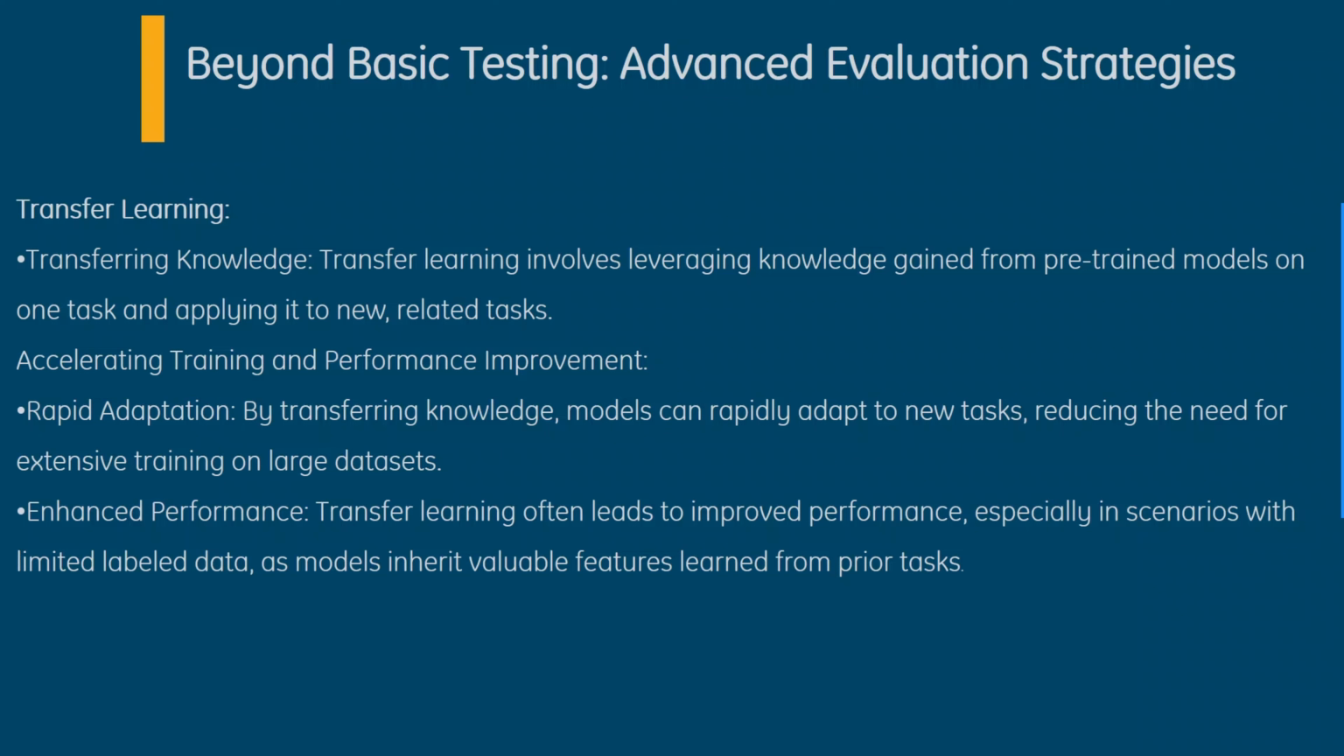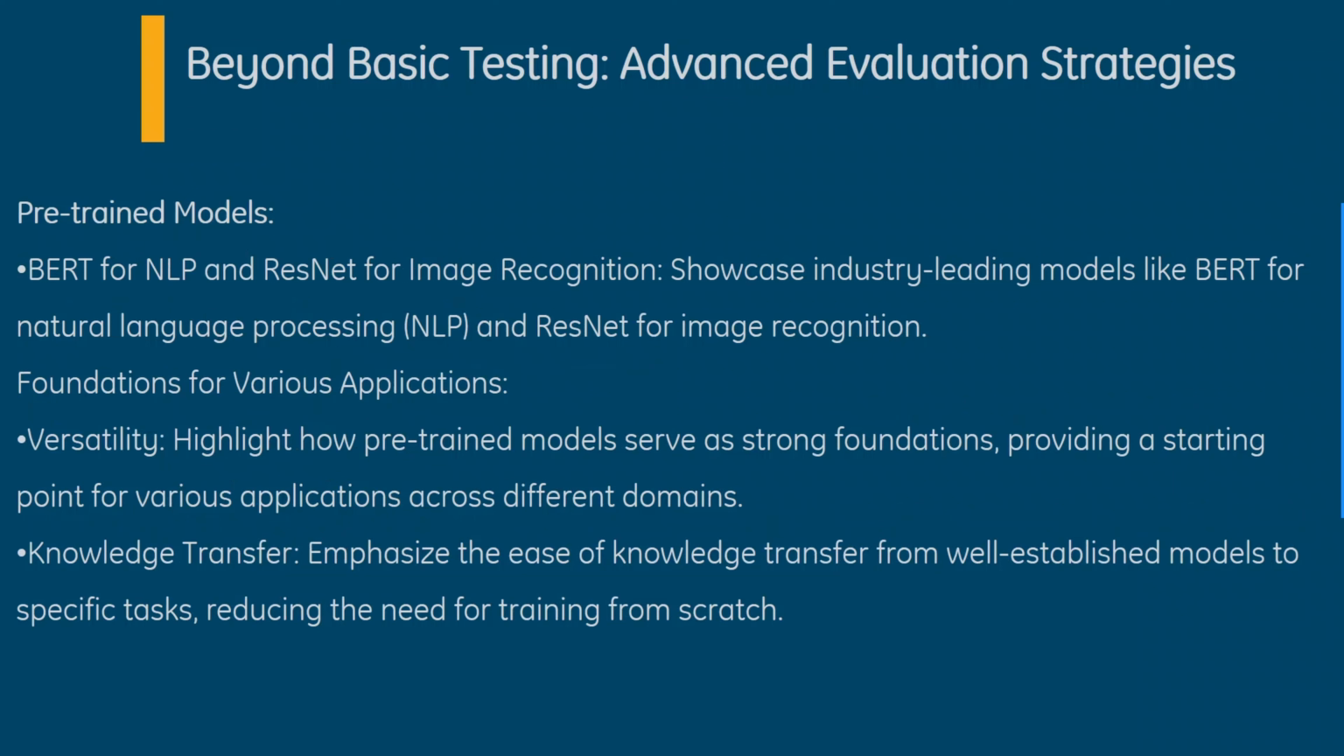Secondly, we have rapid adaptation. By transferring knowledge, models can rapidly adapt to new tasks, reducing the need for extensive training on large data sets. Then we have enhanced performance. Transfer learning often leads to improved performance, especially in scenarios with limited labeled data, as models inherit valuable features learned from prior tasks.